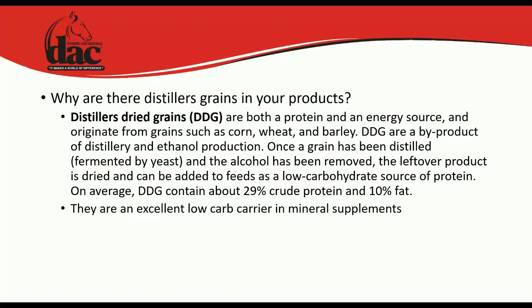So how do you make alcohol or ethanol? You take all the sugar and starch out of the grain and you turn that into alcohol or ethanol, and then we get what's left over, which is the protein and the fiber, and there's very little carbohydrate, sugars, and starches left over. So distillers grains are about 29% crude protein and about 10% fat. And they have B vitamins. So B vitamins make things taste good to horses.